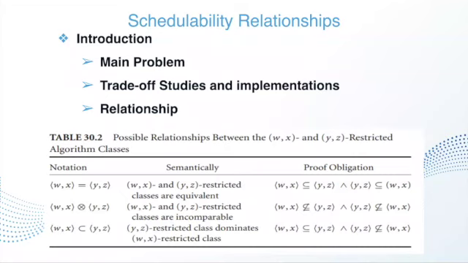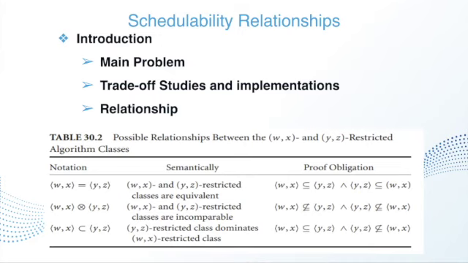Thank you, Milush. We now consider the problem of establishing relationships among the various classes of scheduling algorithms in the last table. Our goal is to study the trade-offs involved in using a particular class of scheduling algorithms. It is generally true that the runtime overhead is higher for more general models than for less general ones. The runtime overhead of a W and X restricted algorithm is at most that of a Y and Z restricted algorithm if Y greater than or equal to W and Z greater than or equal to X.